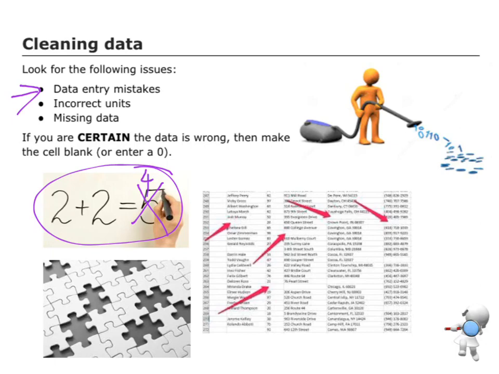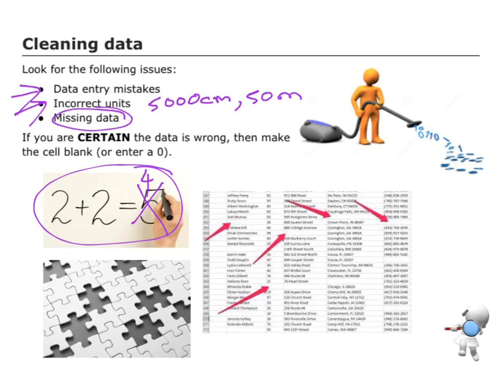Okay, I could have incorrect units. So I could have written down 5,000, meaning 5,000 centimetres rather than 50 metres. All right, so sometimes getting the wrong units will happen.